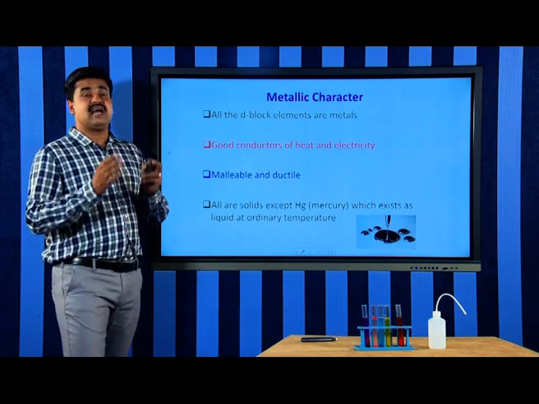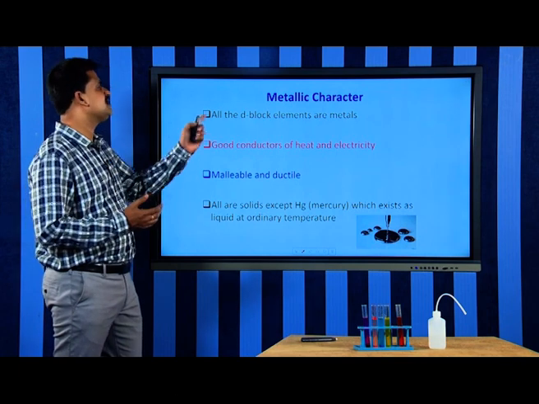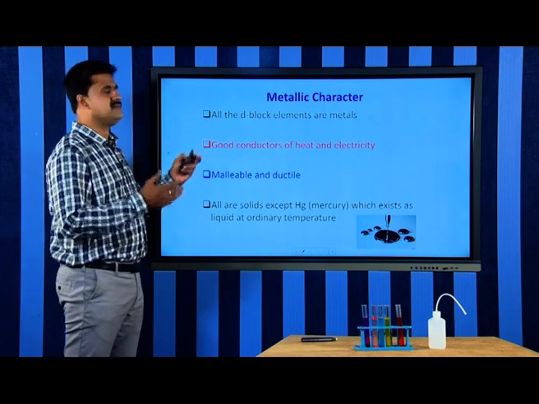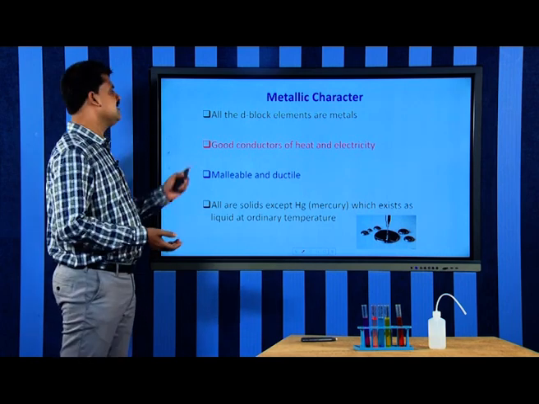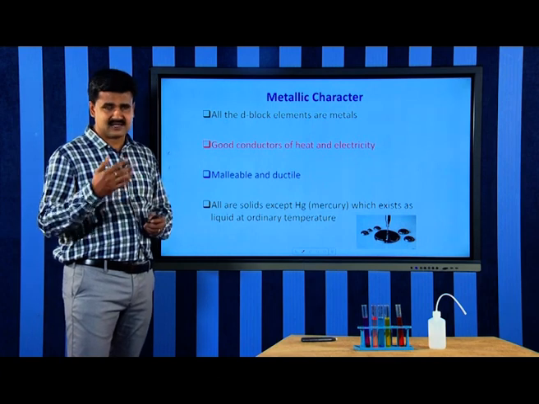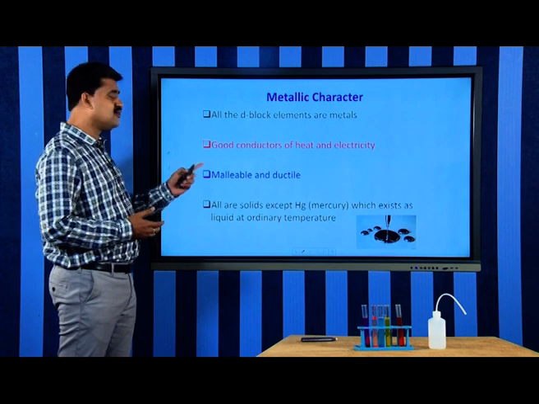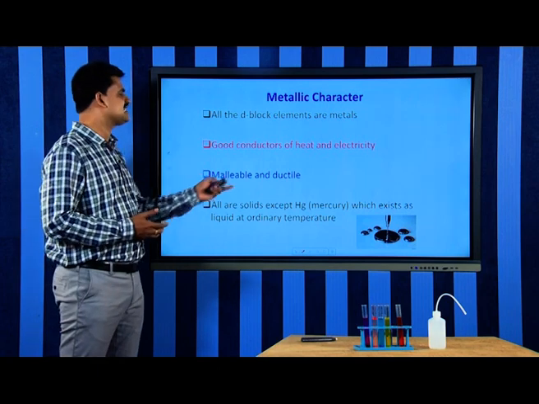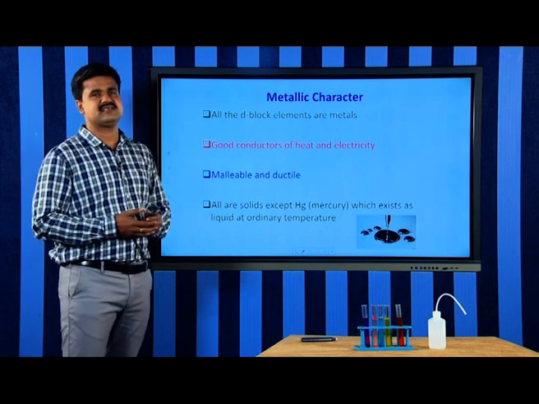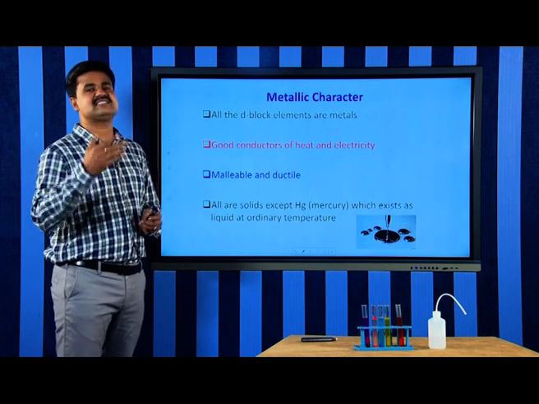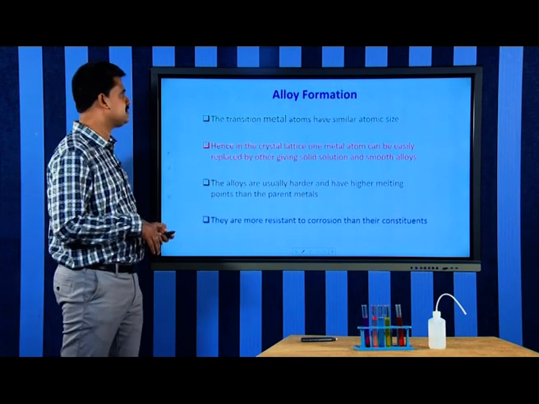Now, another characteristic feature of d block metals is the metallic character. The d block elements are mainly metals. They are good conductors of heat as well as electricity. They are malleable and ductile. Most of them, all of them except mercury, are solids at room temperature. You know the fact that mercury is a metal which exists as a liquid at ordinary temperature or room temperature.